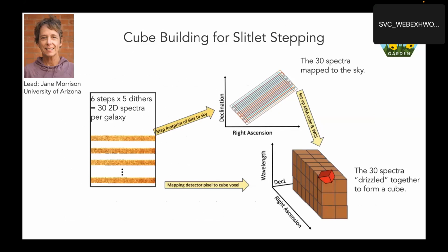So what we do, we have now these 6 steps and 5 dithers, so 30 2D spectra per galaxy. We take them and we use the WCS and the JWST data models, and we map that to the sky. So taking into account all the distortions in RA and Dec, we essentially drizzle it together to create a data cube. This work is led by the genius that is Jane Morrison.